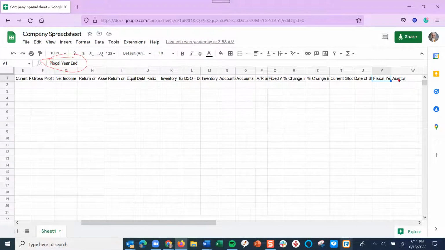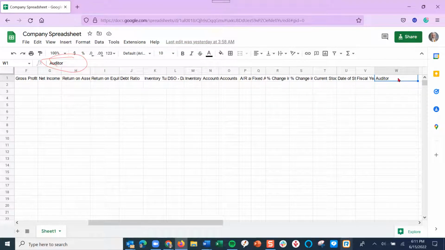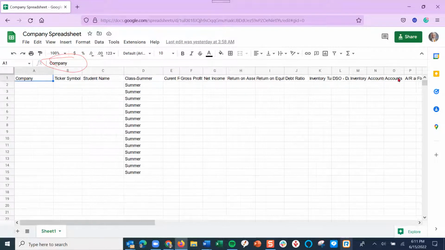And finally, fiscal year end, and who is the auditor? Most likely one of the big 4 CPA firms, but I'm going to ask, and that is found on the 10K of the annual report.